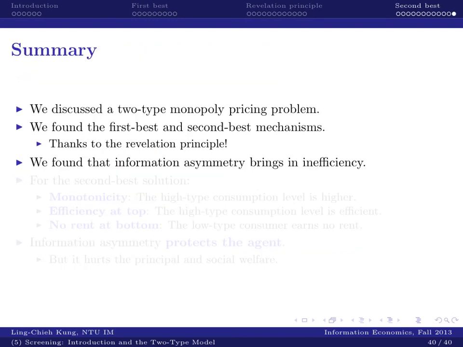So now it's time to do a summary. We discussed a two-type monopoly pricing problem. We found the first best and second best mechanisms, and it's because of the revelation principle that we can find the second best mechanisms. We found that information asymmetry brings in inefficiency, in particular in the two-type monopoly pricing problem. Inefficiency is represented by the low quantity, low consumption level for the low-type consumer.